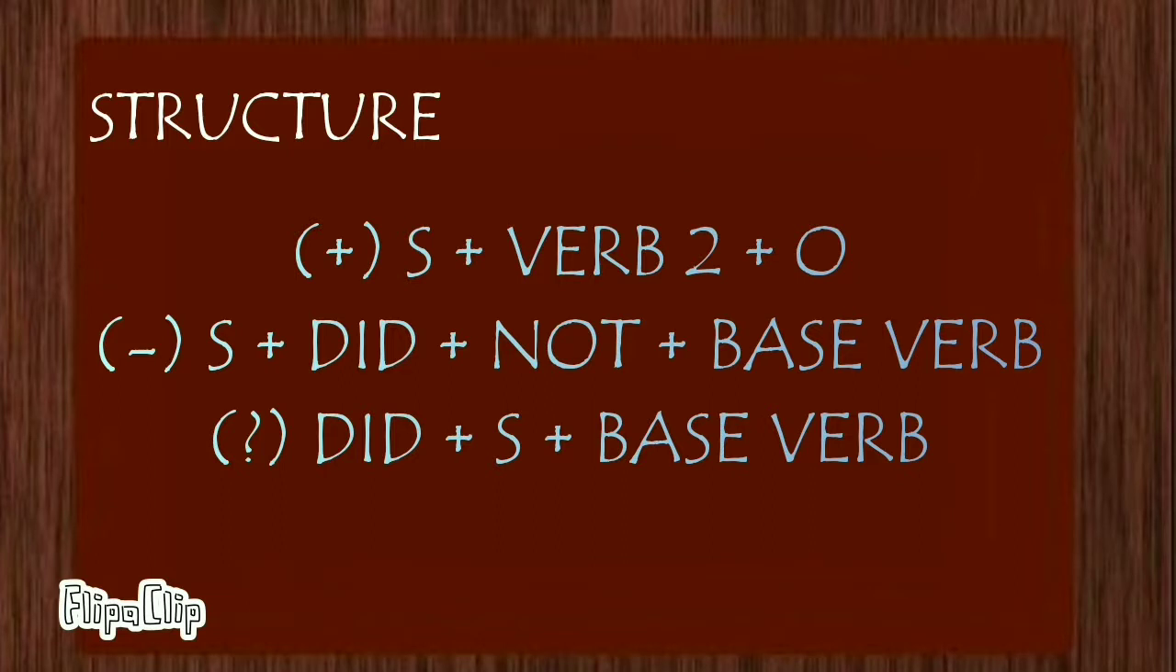The structures of simple past tense. For a statement, the formula is subject plus verb in the past form, or verb 2, plus object. For a negative, the formula is subject plus did not plus base verb. For a question, the formula is did plus subject plus base verb.